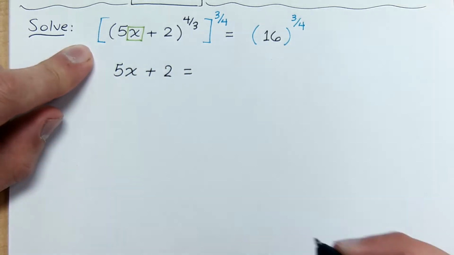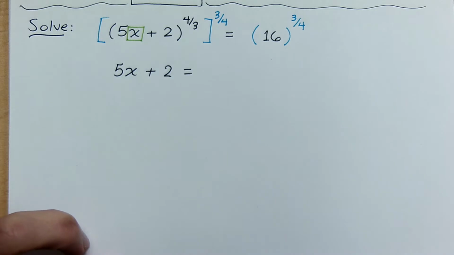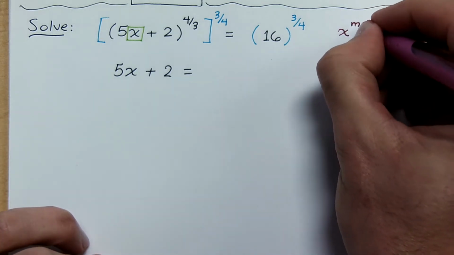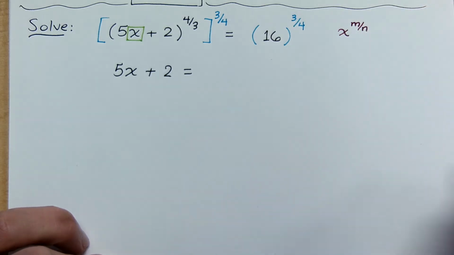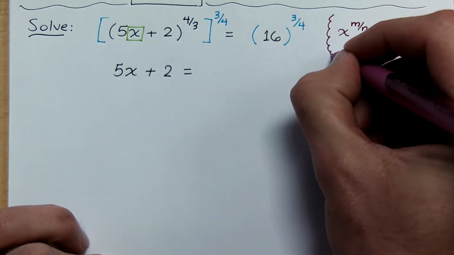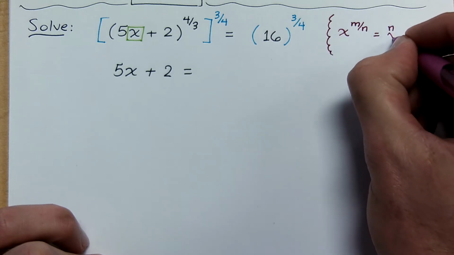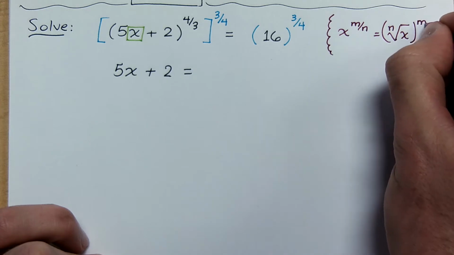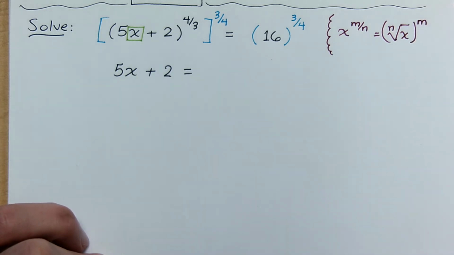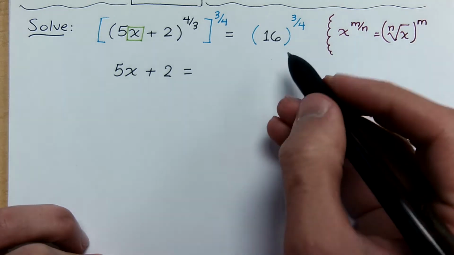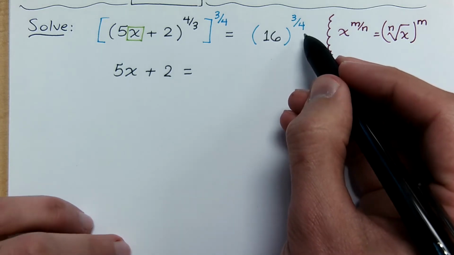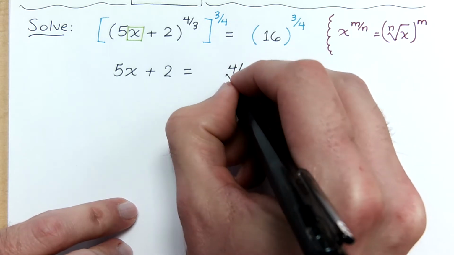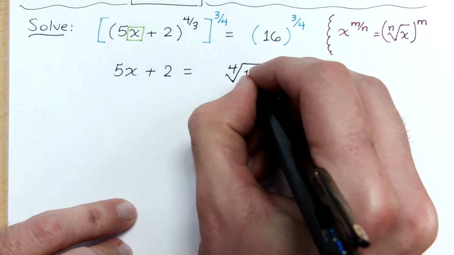On the right side, as we mentioned before, and I'll go ahead and say this again, when you have something of the form x to the m over n power, we said that becomes the nth root of x and then raised to the m power. So, what's the root that we have if the power is 3/4? It is the 4th root, so we'd say the 4th root of 16.